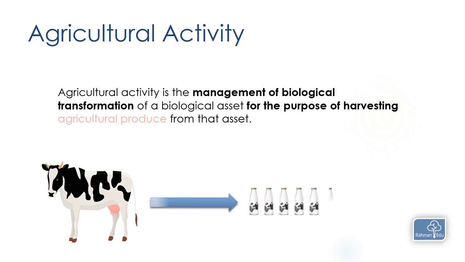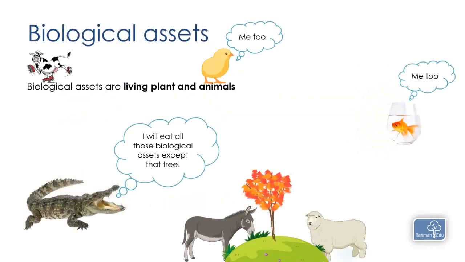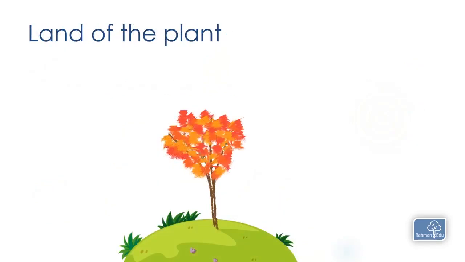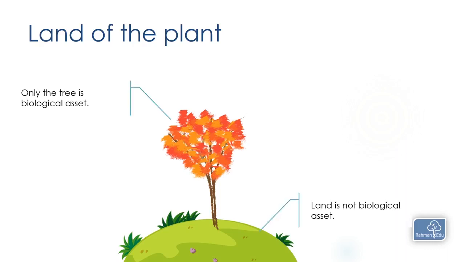Now, you may ask that what is a biological asset? Glad that you asked. Biological assets are living plants and animals. It will include all kinds of animals like sheep and donkeys and cows and goats. It includes trees and plants and fishes and chickens and birds and other living things. Now there you need to understand sometimes trees are physically attached to a particular piece of land. You need to know that the tree is a biological asset and the land is not a biological asset.